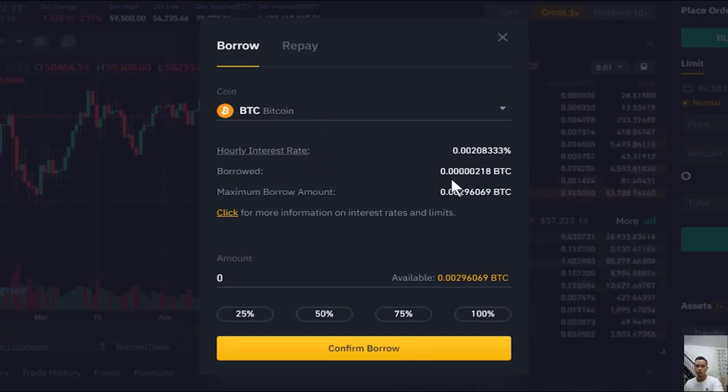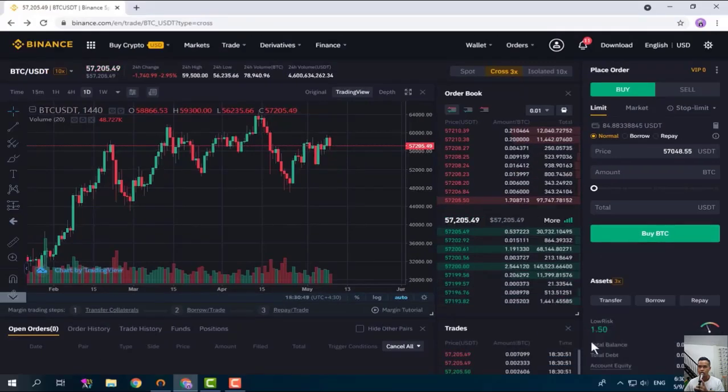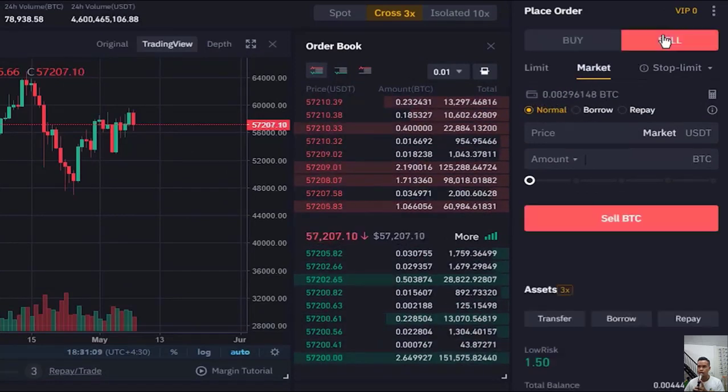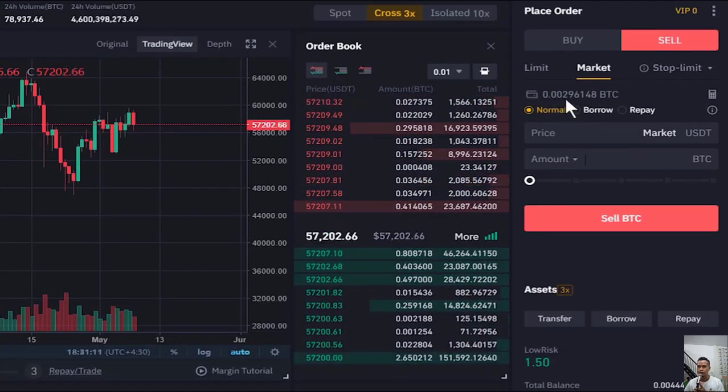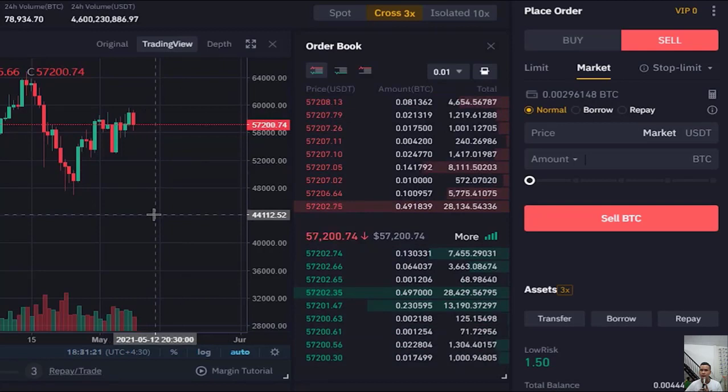Here it just shows a very small amount of BTC from a previous trade that couldn't be part of the repaying transaction, and here how much BTC we can borrow. We click on 100% to borrow the maximum available amount. Confirm borrow and the request is approved. With the help of our initial fund as collateral, we could borrow 0.0029 Bitcoin.